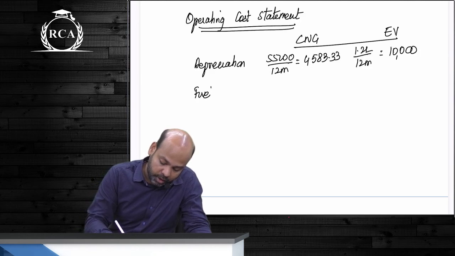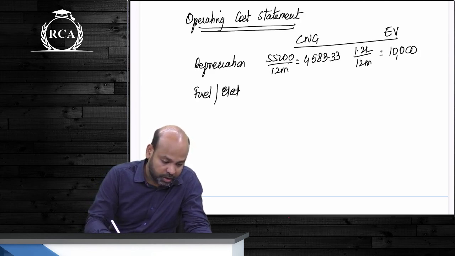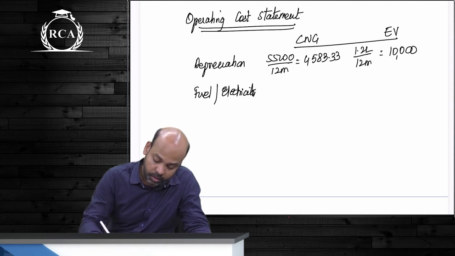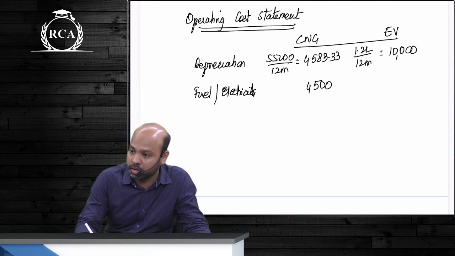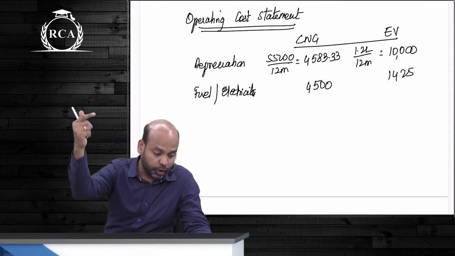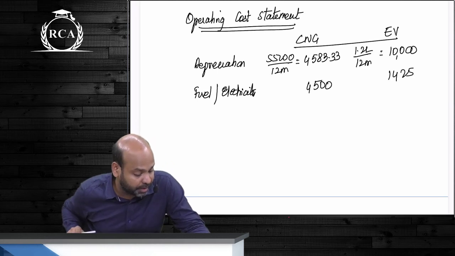Next बेटा fuel or electricity, guys. We have already computed this. 4,500 and 1,425. Please go in the order बेटा. ऊपर वाला depreciation done, fuel done.